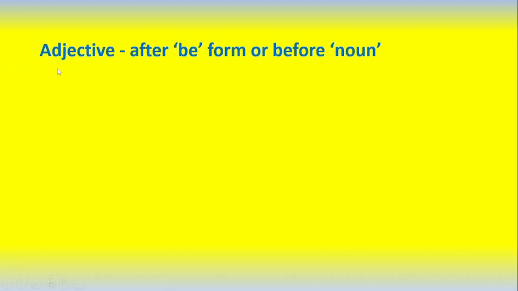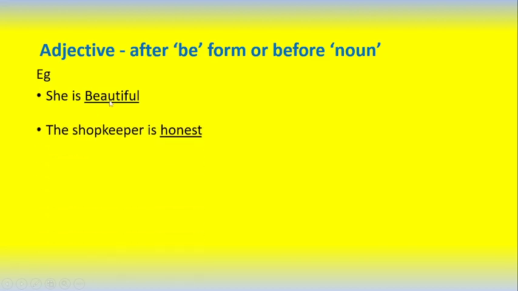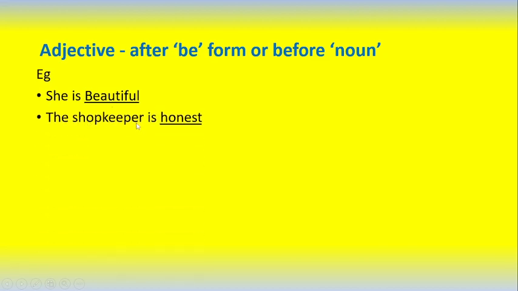So adjective means, okay, those words which describe a noun, right? It can be used after the be form or before a noun. Okay, let us see examples of how we can use adjectives in a sentence. First one, she is beautiful. Okay, so she is the subject here. Is is a be form and the adjective is used after the be form. She is beautiful. The shopkeeper is honest.